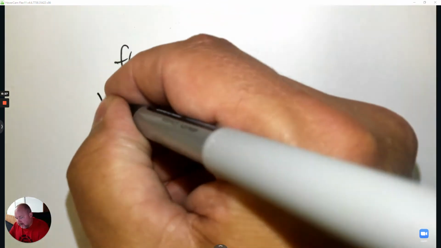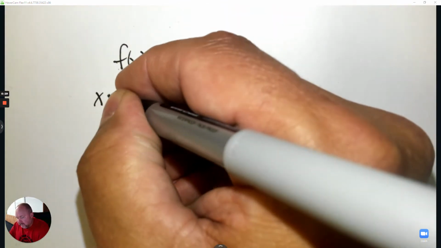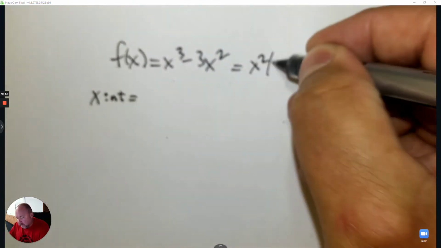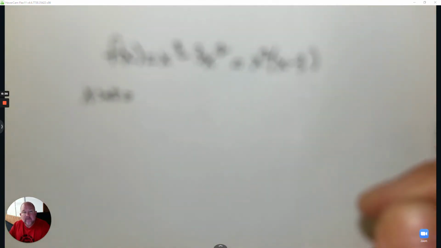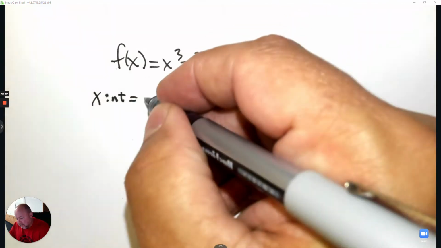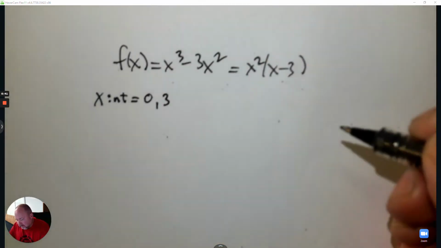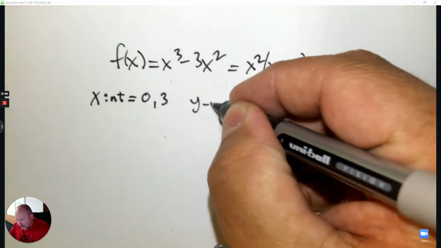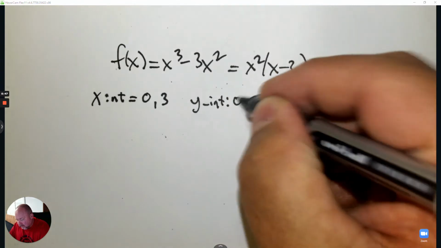So pre-calculus is like the x-intercept. Well, I'm going to factor out x squared, and 0 and 3 are my x-intercepts. My y-intercept, I plug in 0 and I get the answer 0.